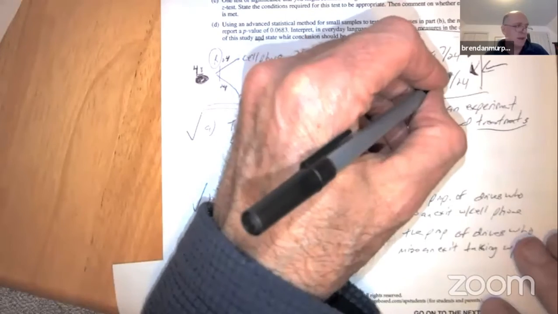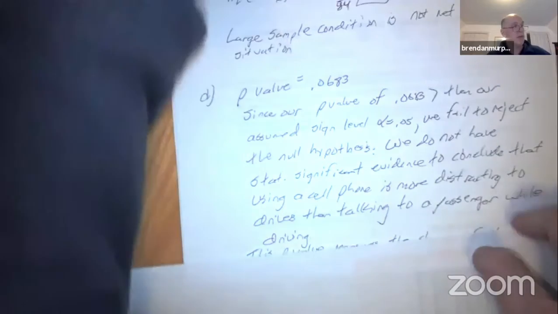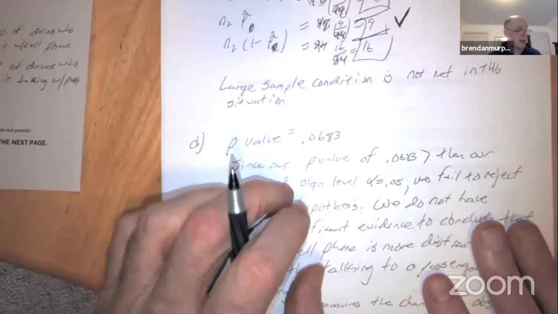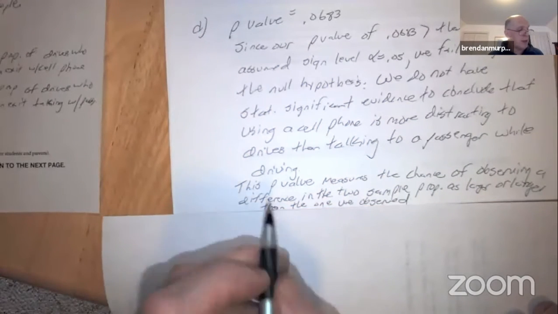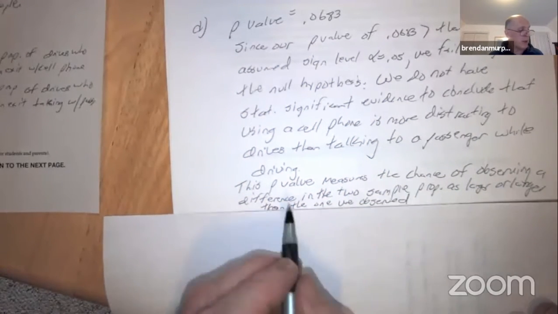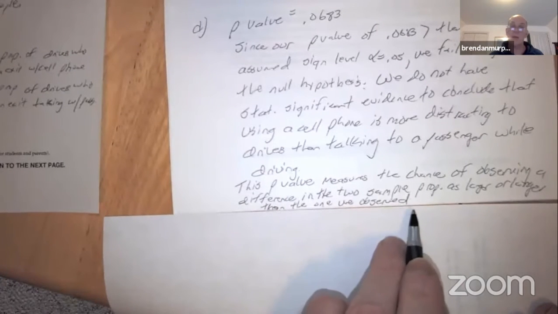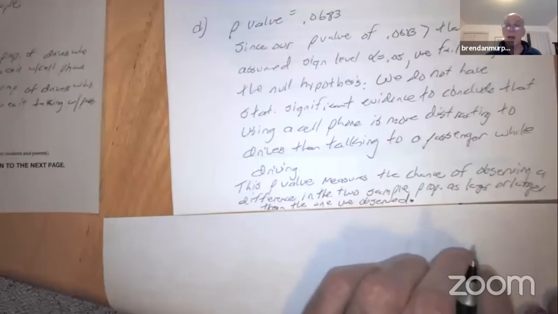But really small samples, you know, this is only 2 successes, that's only 7. So that's one of the reasons why we didn't meet our conditions check up here. It's one of the reasons we didn't meet it. Then I almost forgot the second part of that question. This p-value measures the chance of observing a difference in the 2 sample proportions as large or larger than the one we observed. So again, I want to make sure that I'm answering the full question.